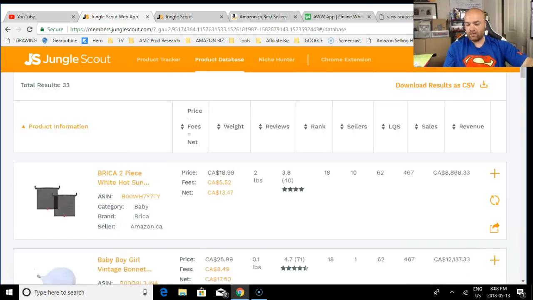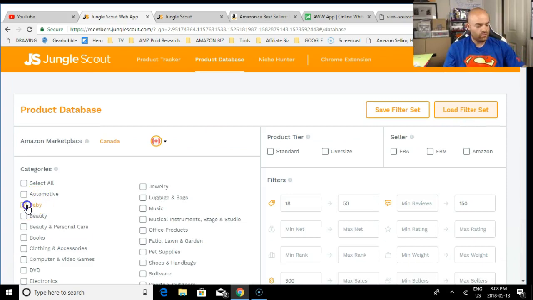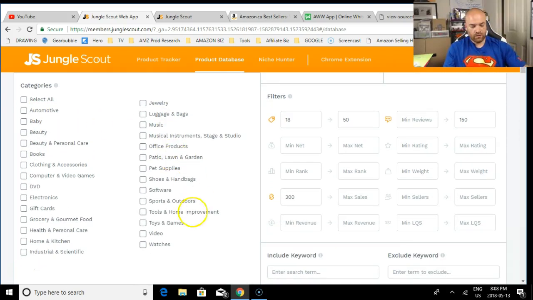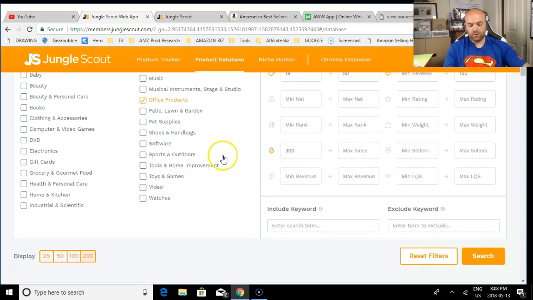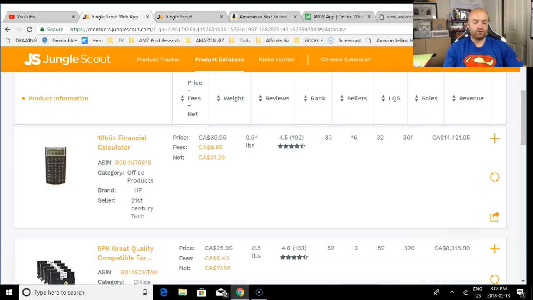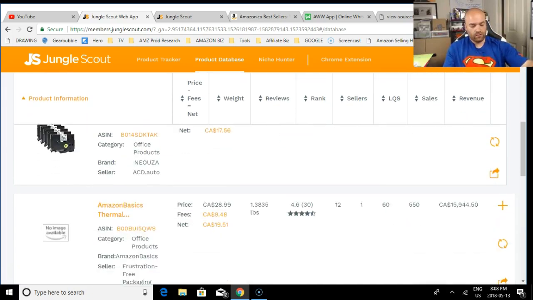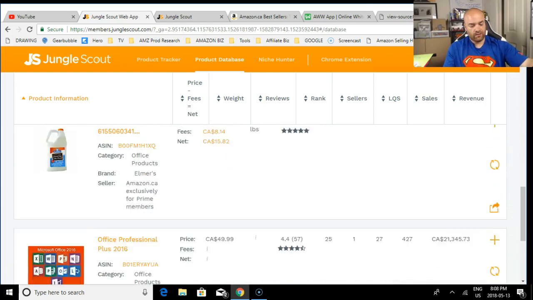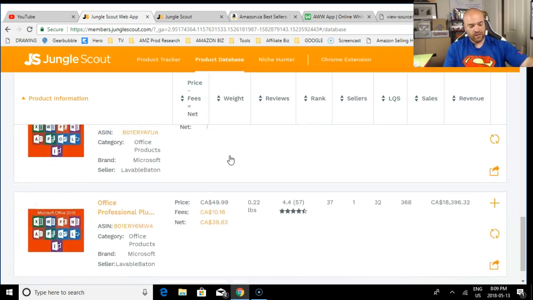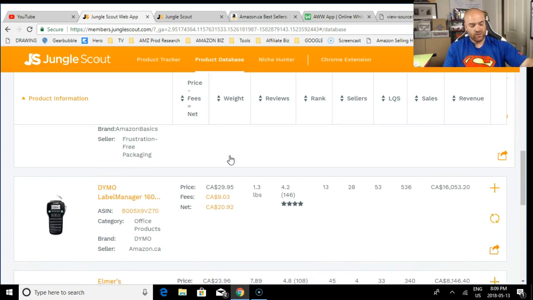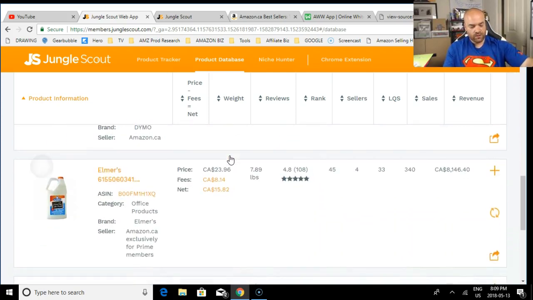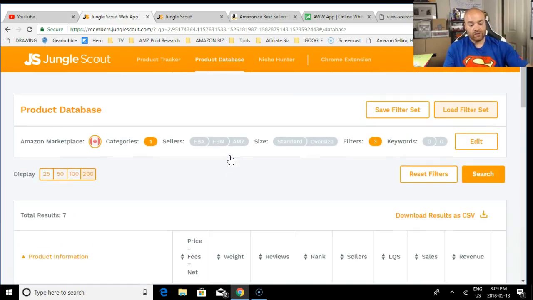Okay, we'll type in another category here. We'll go to office products, which again is another great category to sell in, especially in retail arbitrage. We'll hit search. Now I'm only in a low price point. There should be more, but what is the number we get? 7. Okay, and when we look at it, 2 of them are software, Microsoft Office, which you cannot sell. So actually we only get 5. One is Elmer's glue, so we really don't get anything. So that's 7.